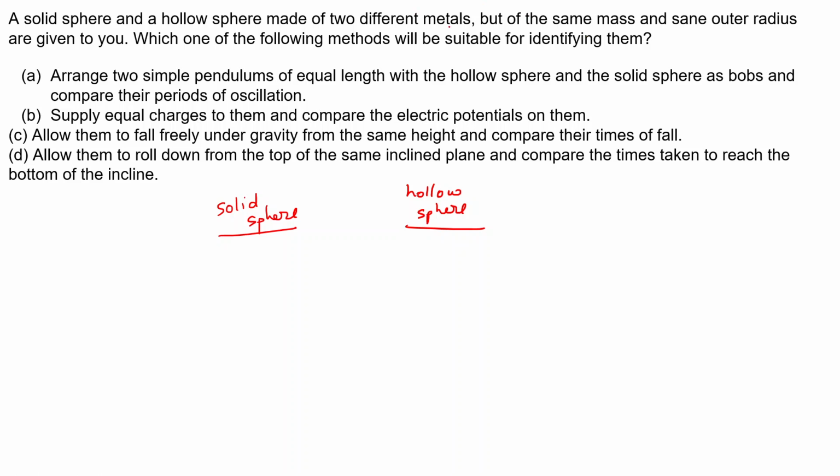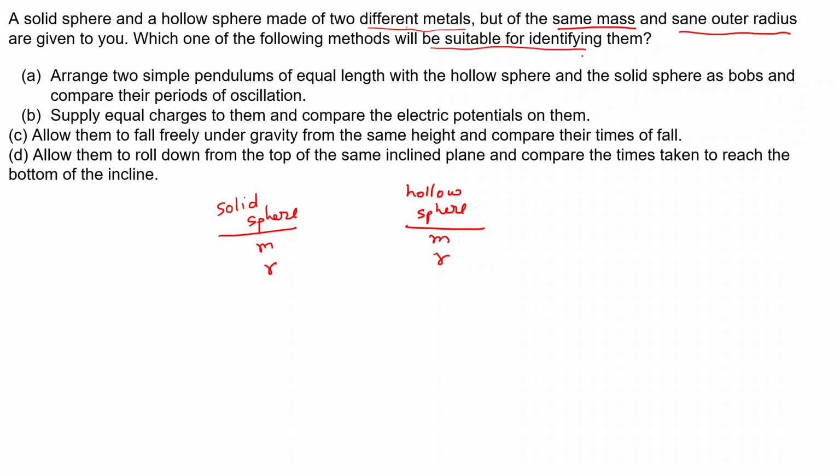So they are made up of two different metals, but they have the same mass, let's call it m, and the same outer radius, let's call it r, are given. Which one of the following methods will be suitable for identifying them?